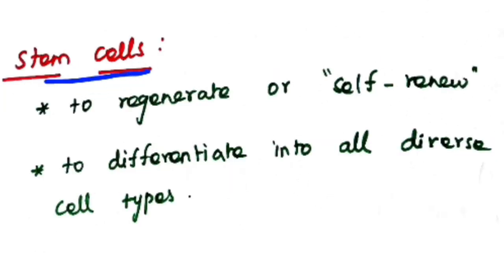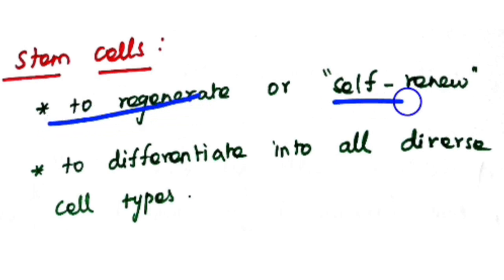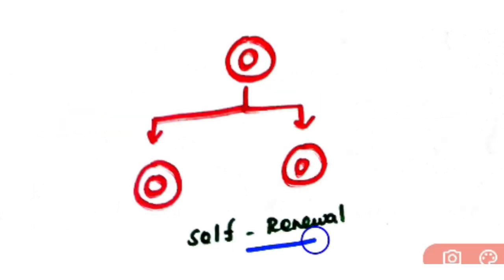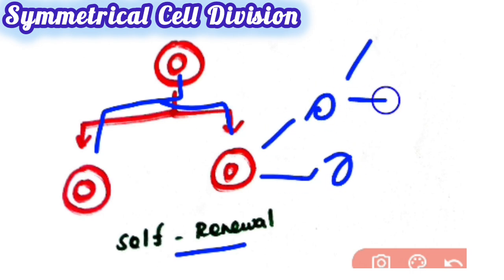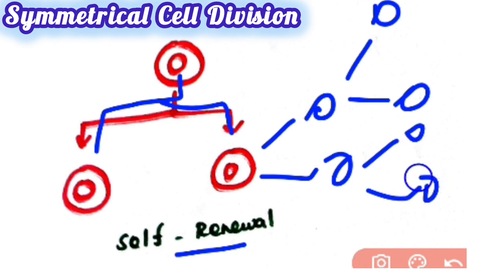Let's define stem cells. Stem cells are defined by two capacities. The first one is to regenerate, or self-renewing capacity. Through this self-renewal process, each stem cell can produce more daughter cells. Each stem cell can divide into two daughter cells, and each daughter cell can also divide into two daughter cells. Like that it can produce many daughter cells, and all these daughter cells are in an undifferentiated state.